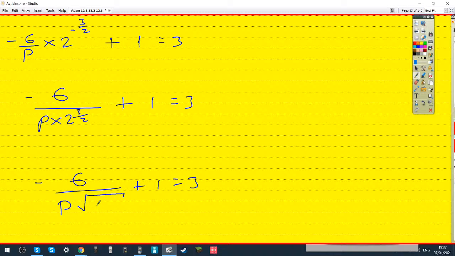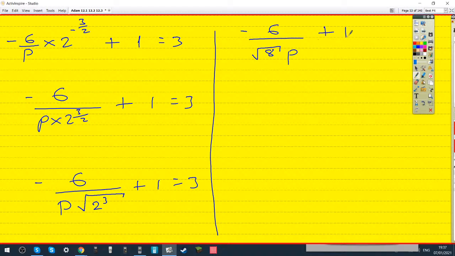Okay. But actually, what is 2 cubed? 4. No, sorry, 8. And so that is minus 6 over root 8, p, plus 1 equals 3. Yeah. Any idea what you do next? And then can you simplify root 8? Not really, no. I suppose you can, but it's not really.